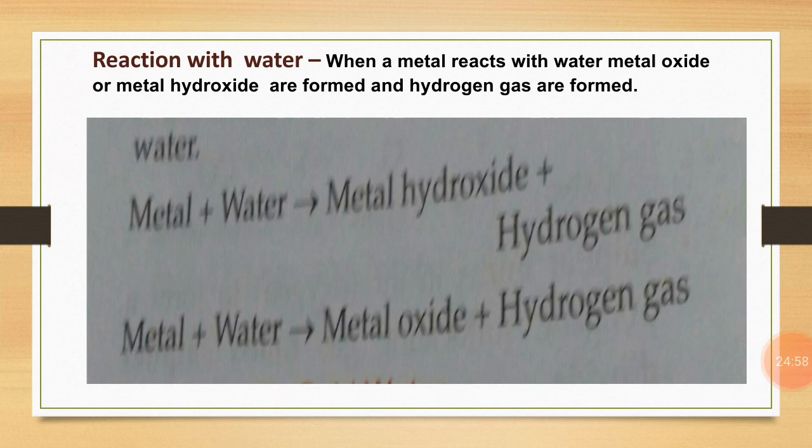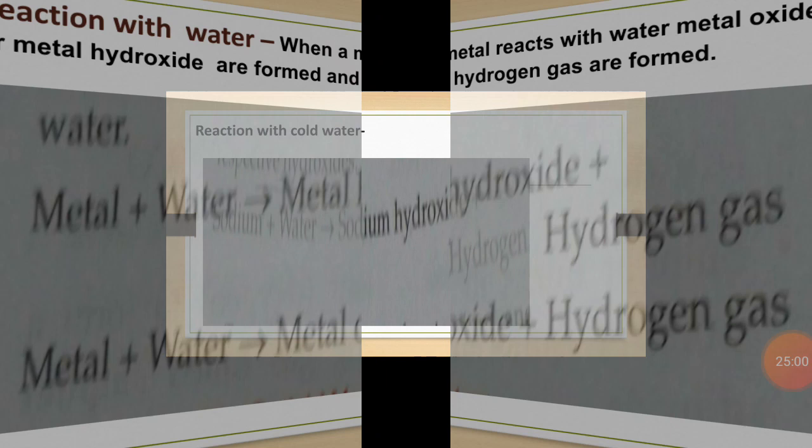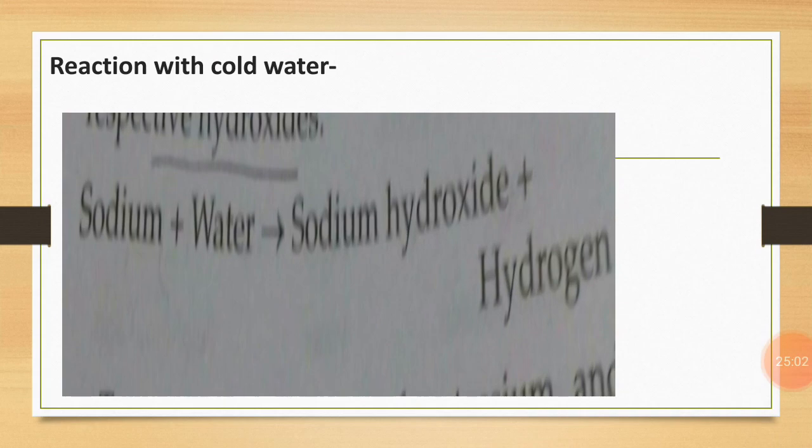Next is reaction with the acids. Now we are going to know what is formed when these metals react with acid. Whenever a metal reacts with acid, there is a formation of salt and hydrogen gas is released.